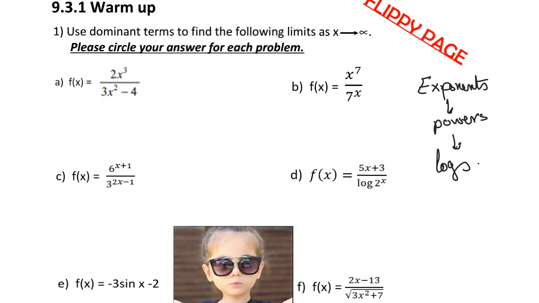The exponents will take any form of a number to the power of x. So it could be 2 to the power of x, 7 to the power of x, or 10 to the power of x. But recall that with the higher base, 10 to the power of x beats 2 to the power of x. 3 to the power of x beats 2 to the power of x. So this is the exponents.